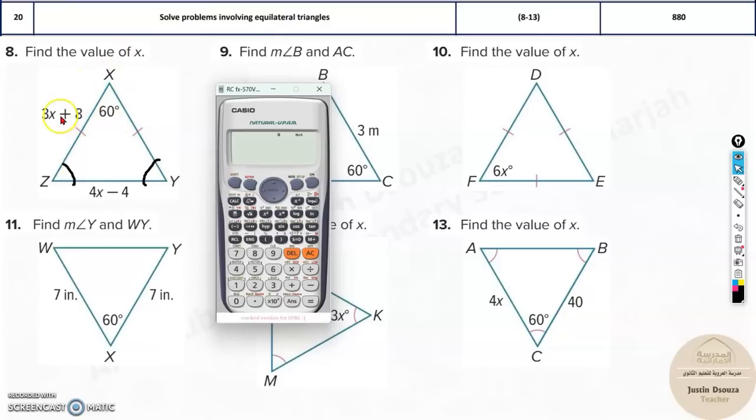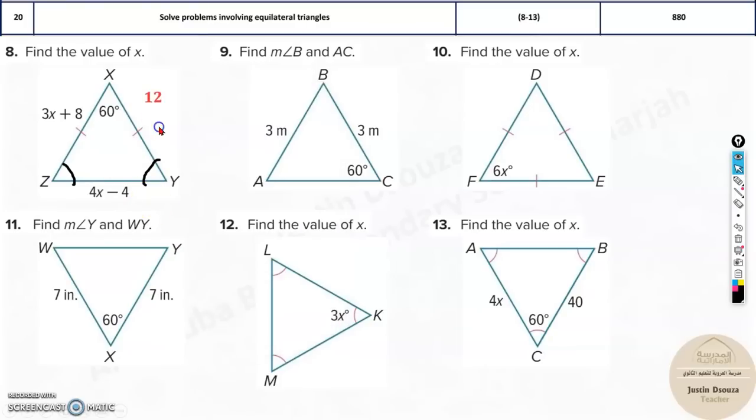If it's an equilateral triangle, as the name suggests, all the sides are equal. So all you need to do is 3x plus 8 equals 4x minus 4. This is 3x plus 8 equals 4x minus 4. And now you need to press shift and solve. What is the answer? 12. So the answer over here is 12. That's it.